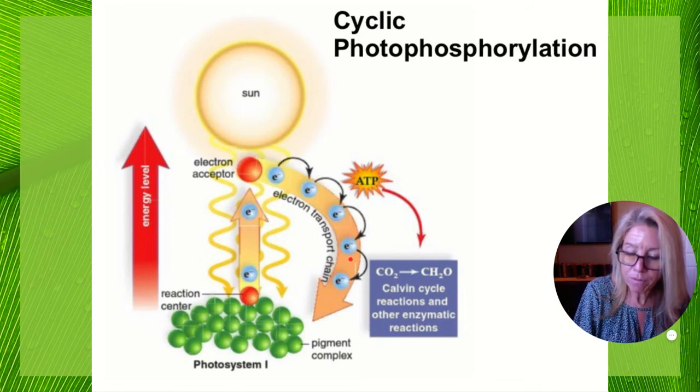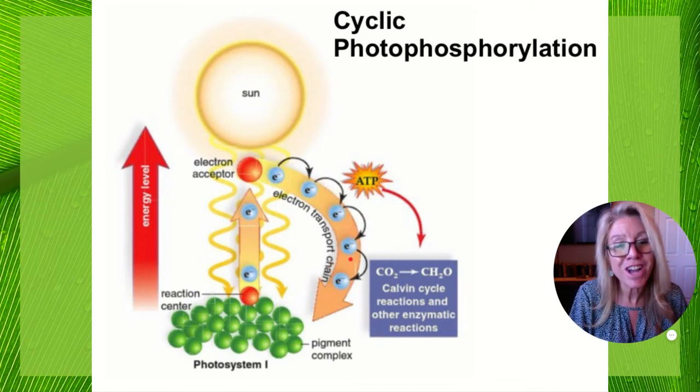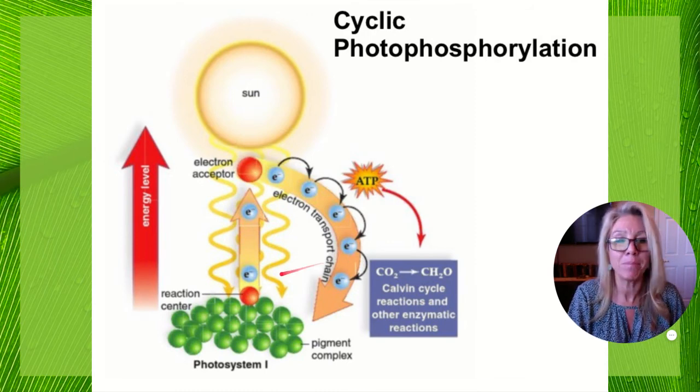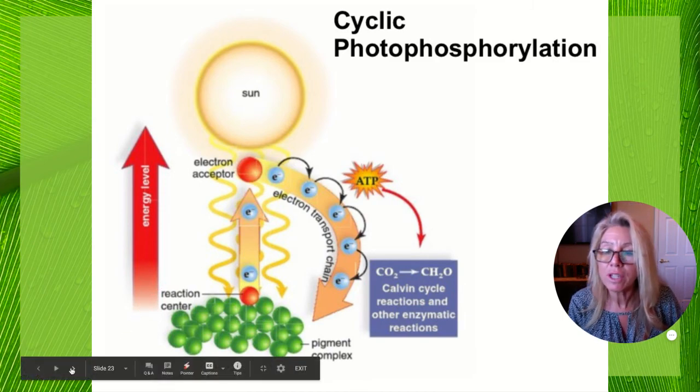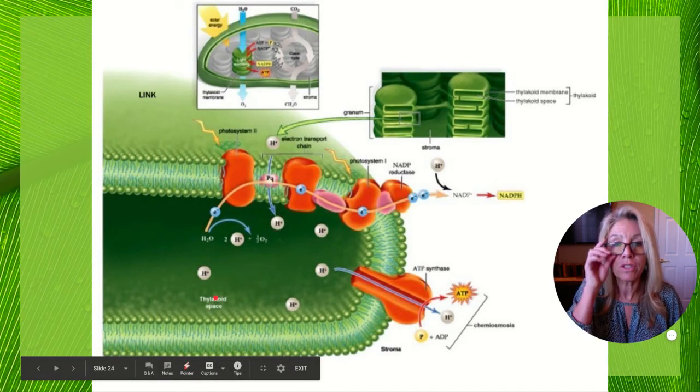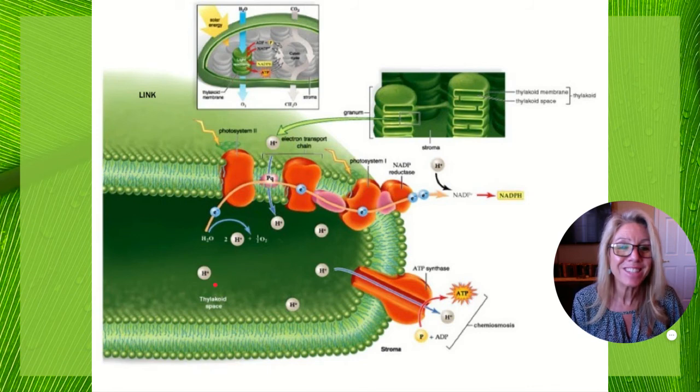So on electron flow in the light reaction, cyclic is not as efficient as non-cyclic. Water is not split and only ATP is formed. So let's look at that ATP formation. So this is a picture from your book. Same thing, just another picture.